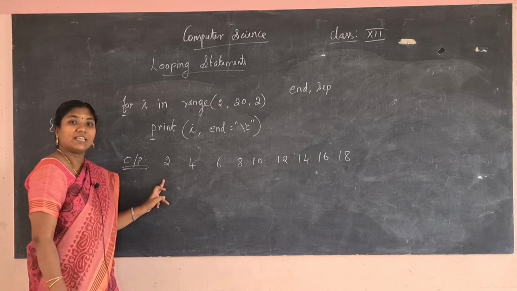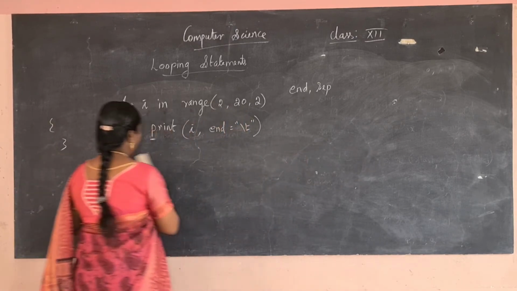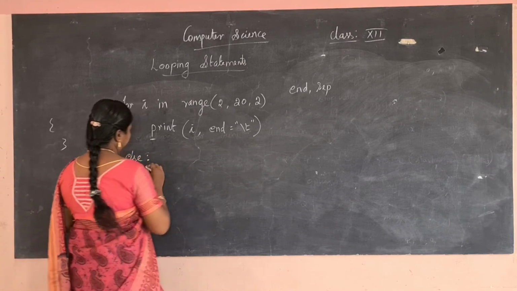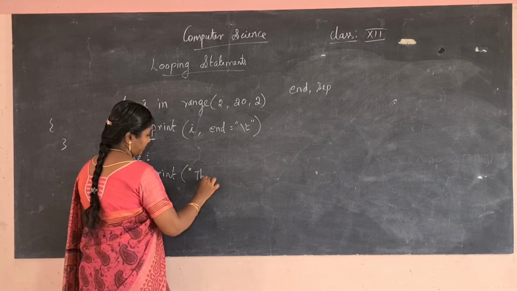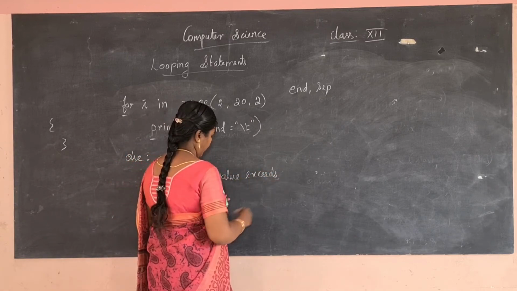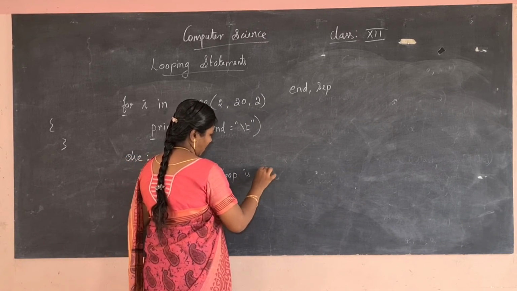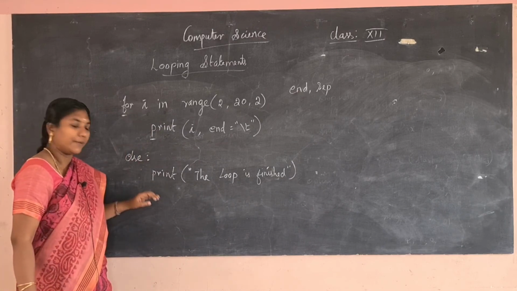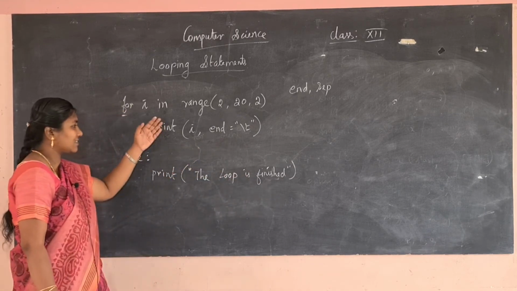So let us see a program with an else block. The same program, I am using the word else. Here I am using a print statement. The same program has an else block, and in the else block I am having one statement, print('the loop is finished'). So what will be the output for this?